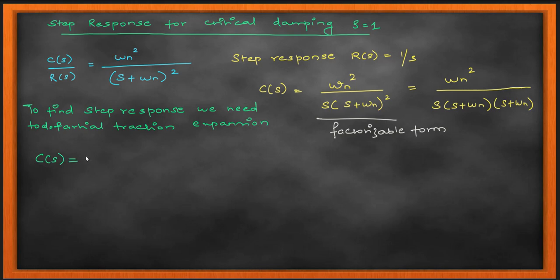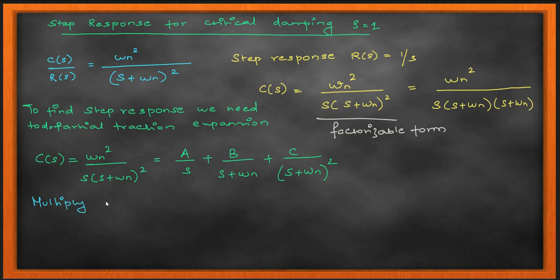So I am going to do the same three steps that I have been doing for the previous two damping cases of zeta equal to 0 and zeta equal to 1. I'm going to do the partial fraction expansion first, then compute these partial fraction coefficients A, B and C. Then I'm going to apply my inverse Laplace transform to get my C of t, which is your step response since your input signal was a step signal.